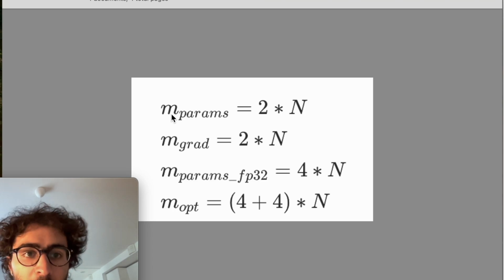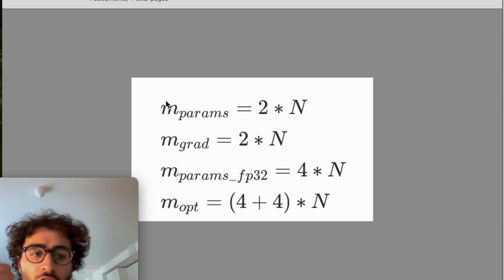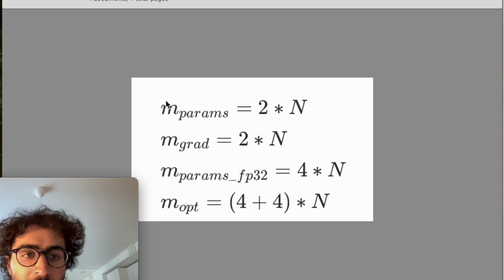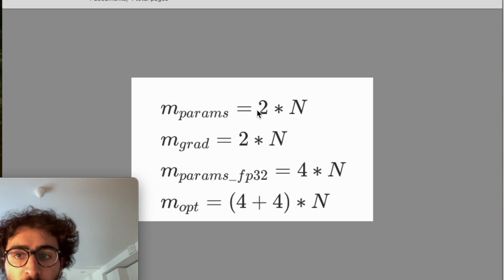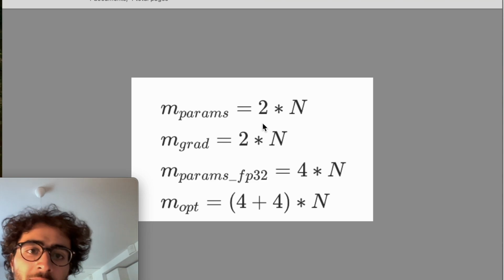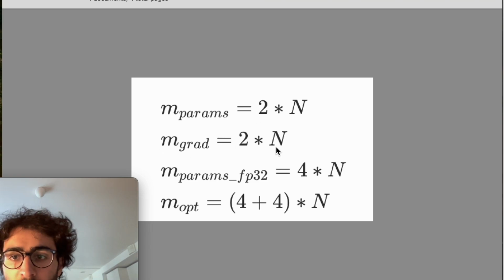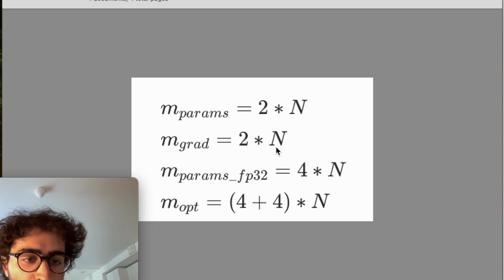So starting with the parameters themselves, these are the weights of the attention layer, the feed forward layer, layer norm, etc. And the size depends on precision. In this case, we're assuming that we have a float16 or bfloat16 format. So we are multiplying by 2 times the number of parameters because it's 2 bytes. And the same goes for our gradients. Gradients have the same size as the model weights and are stored during the backward pass for the parameter updates.